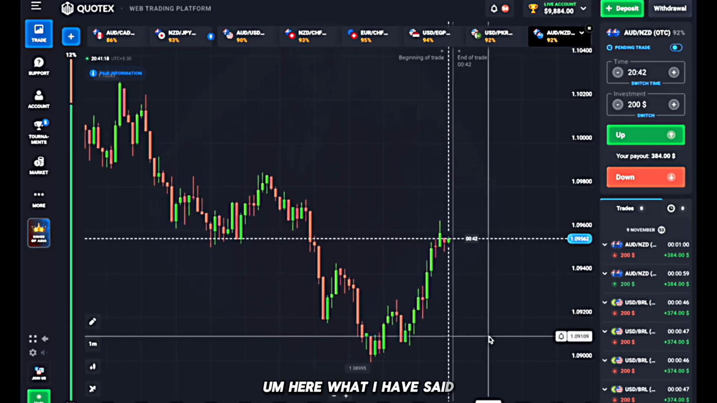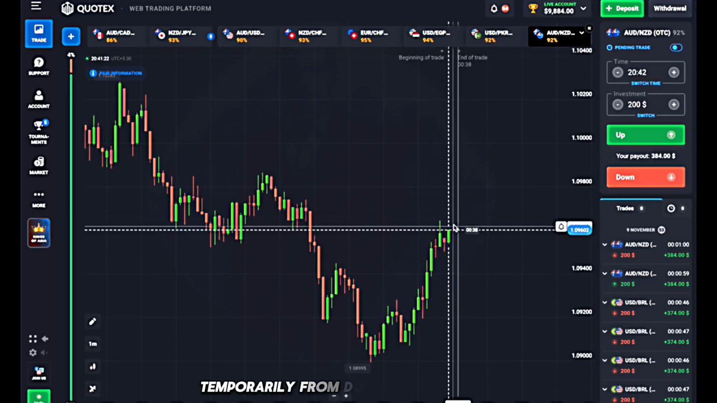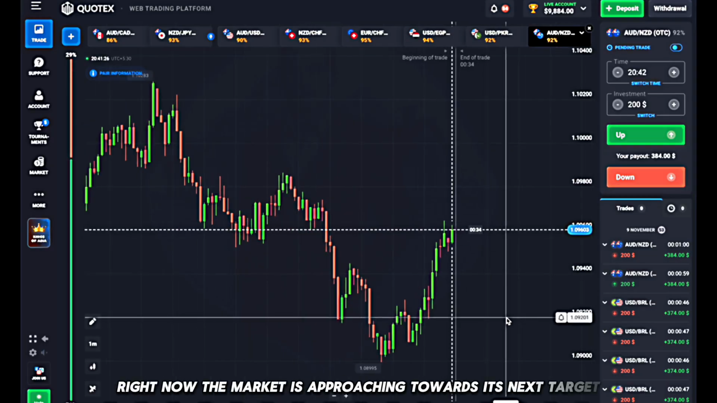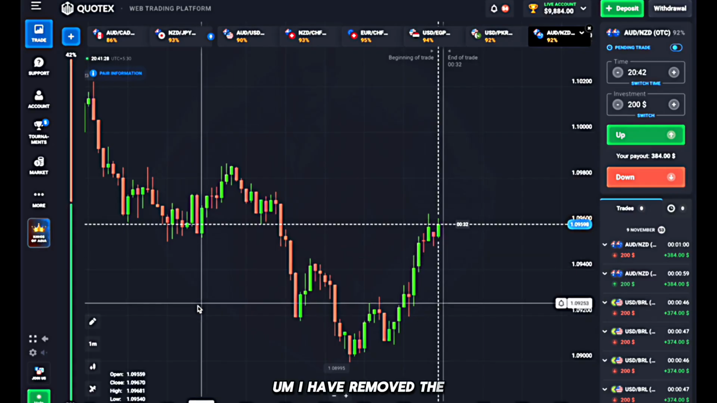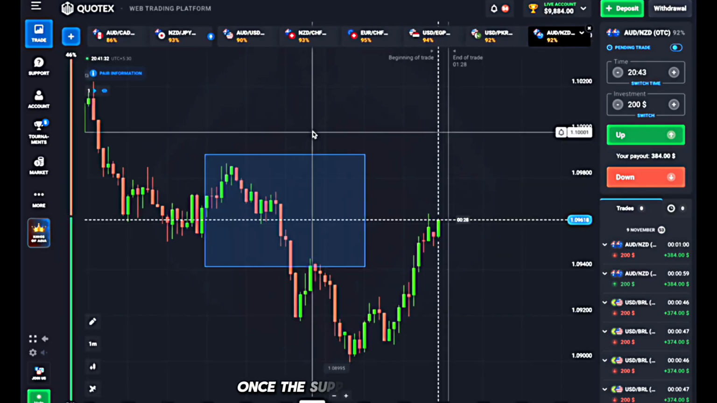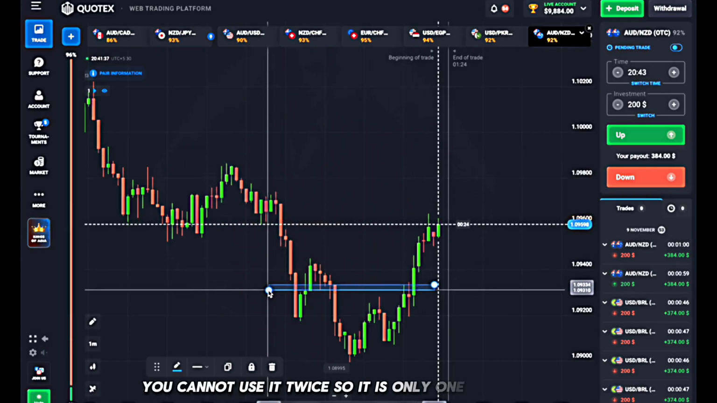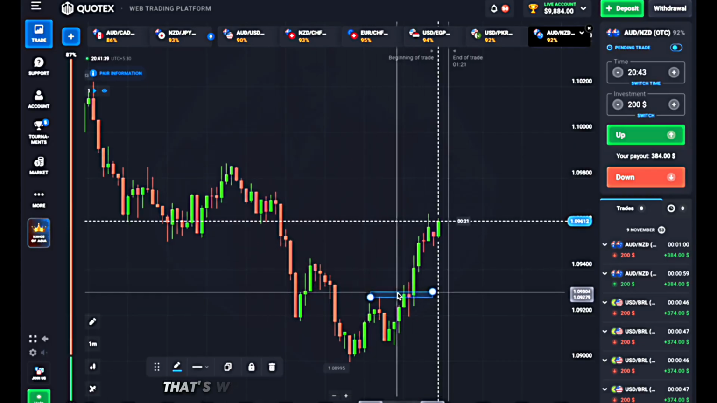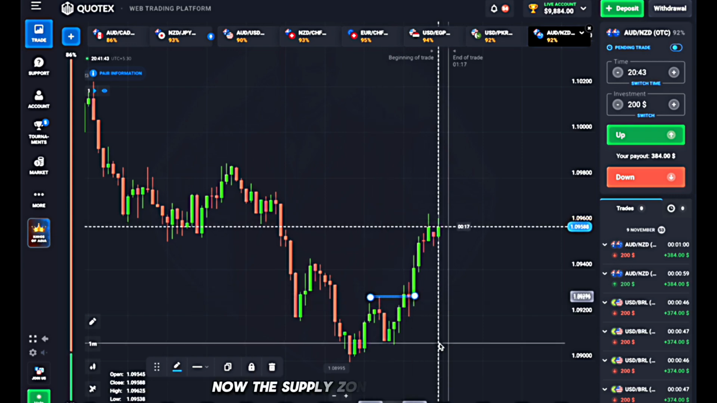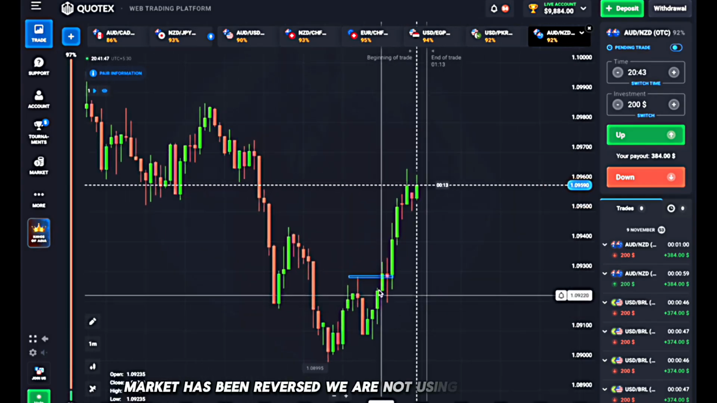Here what I have said, the market structure has shifted temporarily from downtrend to uptrend. Right now the market is approaching its next target. I have removed the supply zones here because you have to notice one thing: once the supply zones are used, you cannot use them twice, so it is only one time use. Okay, that's why I have removed the lines and the boxes.